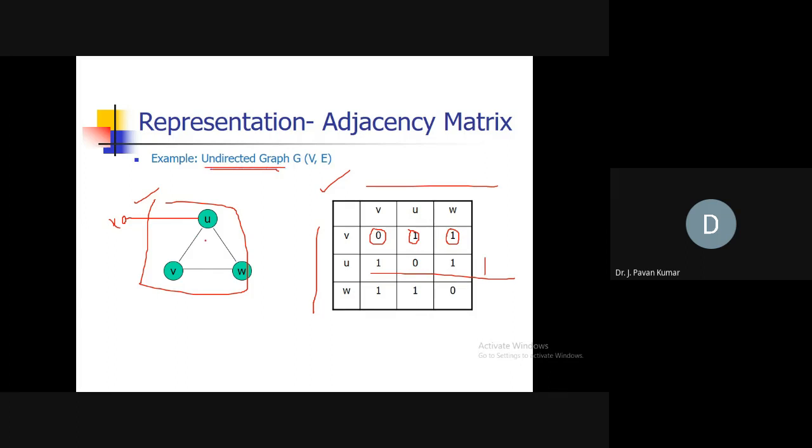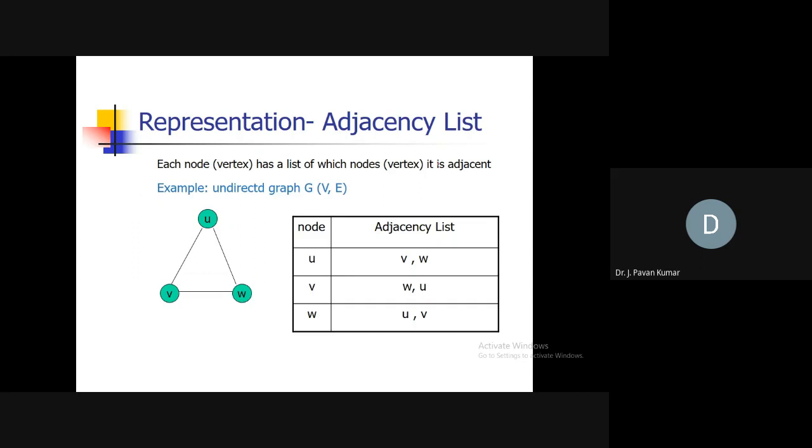For a directed graph, we will have directions. So only the corresponding entries will be filled with 1, and all the remaining will be filled with 0. Like U to W, there is a directed edge, but W to U, we don't have a directed edge. So we will not have 1 corresponding to the W row and U column. Here we'll have 0 only. Why? Because there is no edge from W to U. If you have an edge from W to U, we'll have 1. Like that we can represent a graph using an adjacency matrix.